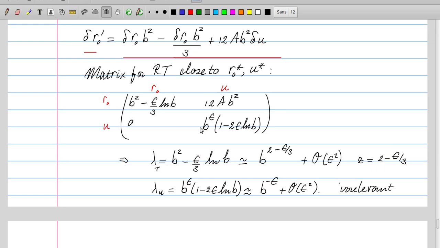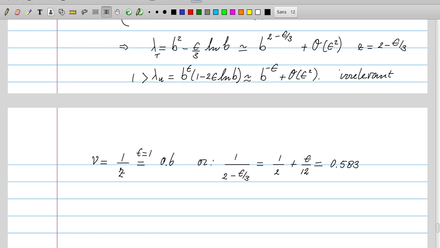The other eigenvalue, on the lower right, is simply b to the power epsilon times 1 minus 2 epsilon ln b, and that has the form b to the power minus epsilon up to order epsilon squared. And because b is greater than 1, this is an irrelevant eigenvalue because the lambda u is smaller than 1. And therefore the critical behavior is determined only by this z.